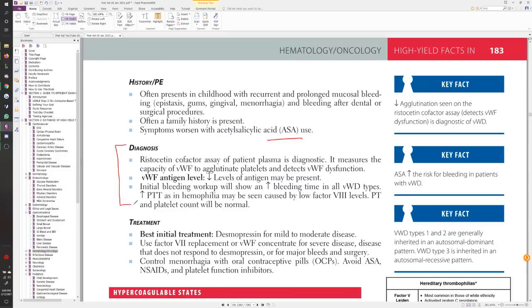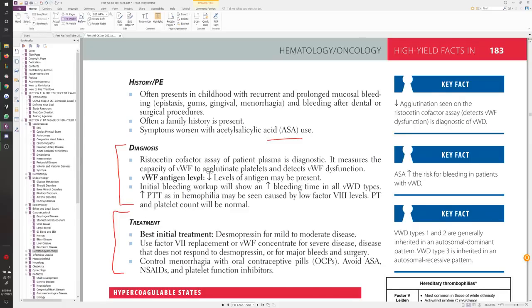So now here comes diagnosis and next step in management. Diagnosis, you could do the ristocetin cofactor assay. Right? It measures the capacity of von Willebrand factor to agglutinate platelets and detects von Willebrand factor dysfunction. We talked about the ristocetin assay just a while ago, where it completely fails in anyone who doesn't have GP1B or doesn't have von Willebrand factor. So if this person has no von Willebrand factor at all, when you give them ristocetin, it's not going to do anything. That's going to be a problem.